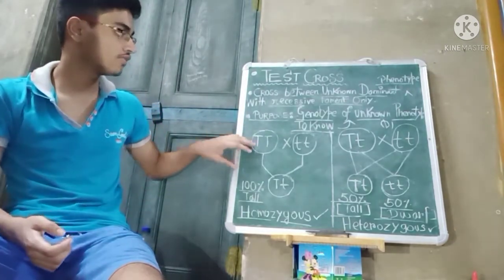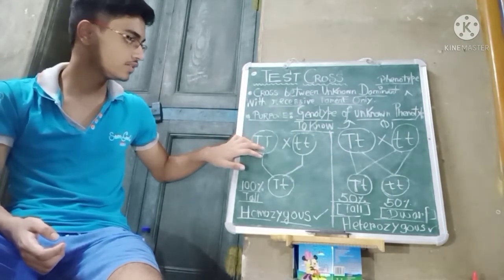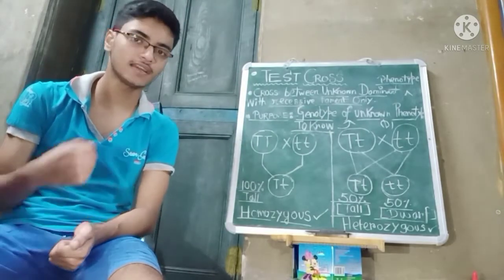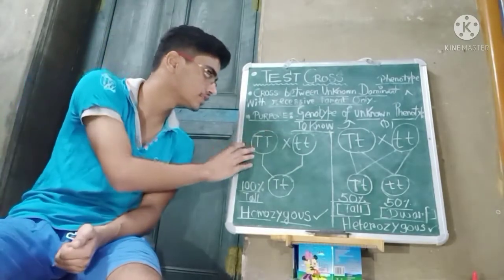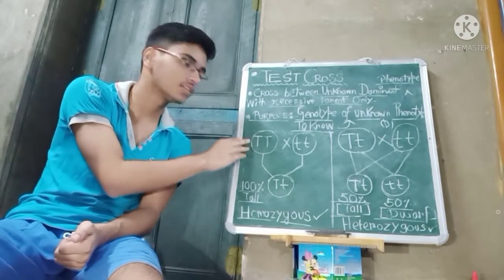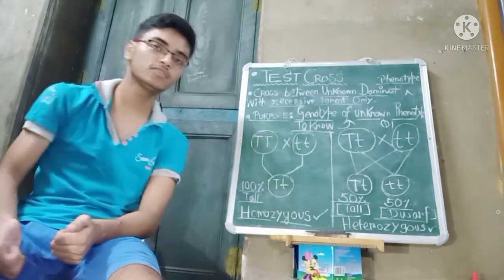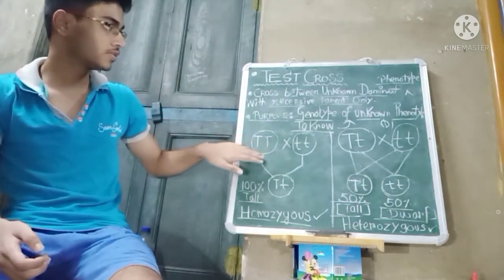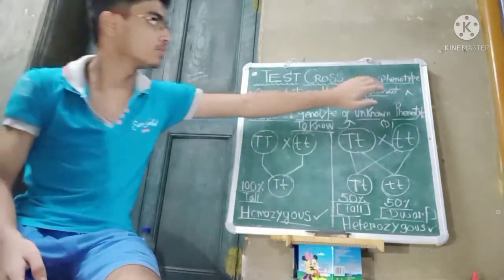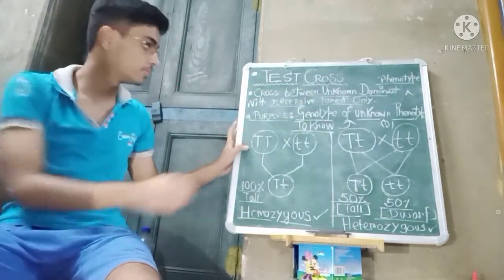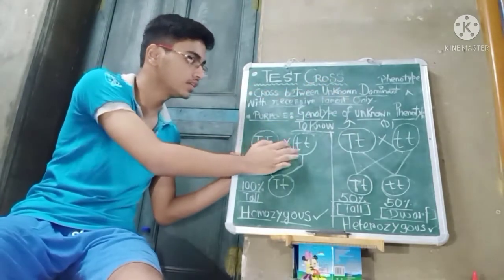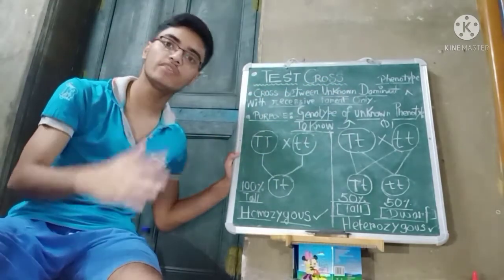As a cross, I have taken capital T and small t. These are the traits of the pea plant that Mendel took. These are the two traits: capital T means tallness, and small t means dwarfness. So I have crossed between these two. The cross is between the unknown dominant phenotype, capital T, which is dominant, and the recessive parent only. The recessive parent is always small t.